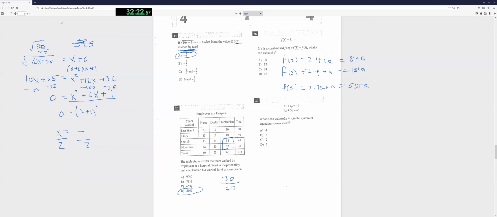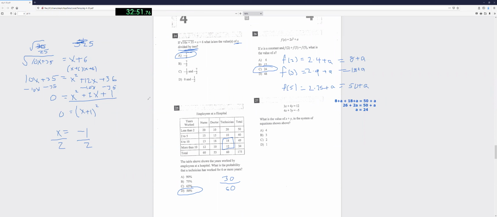And what we know then is that if we add them together, we're going to get that 8 plus a plus 18 plus a is equal to 50 plus a. So 26 plus 2a is equal to 50 plus a. And therefore, if we subtract, we're going to get a equals 24. All right, so therefore we must go with answer choice C.